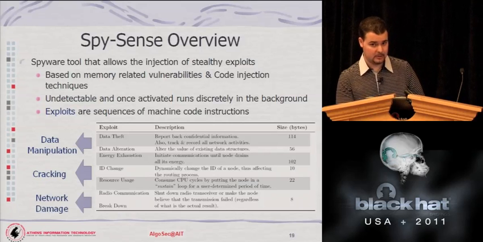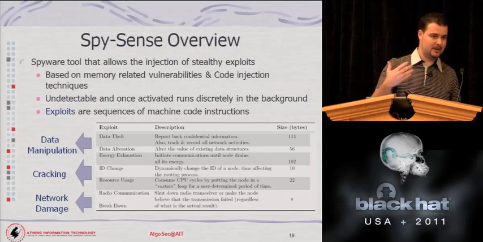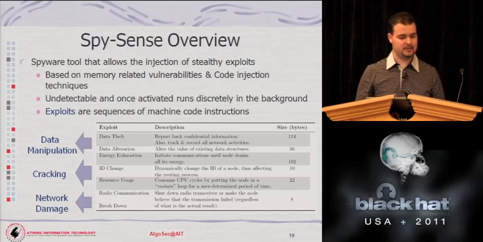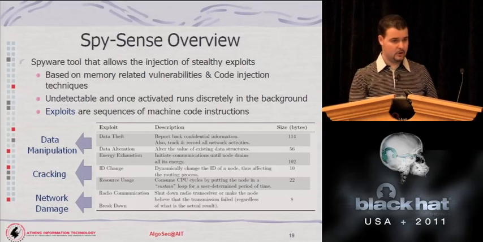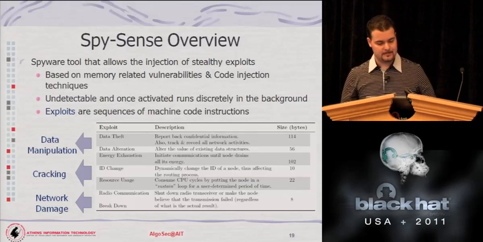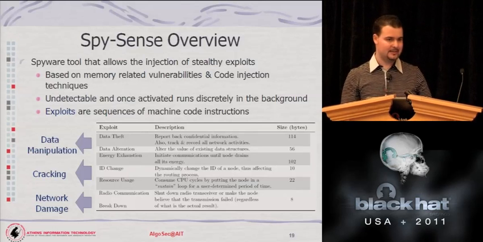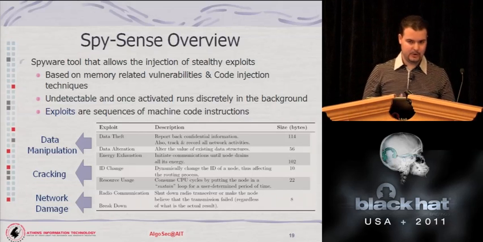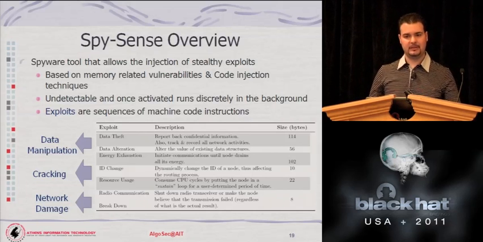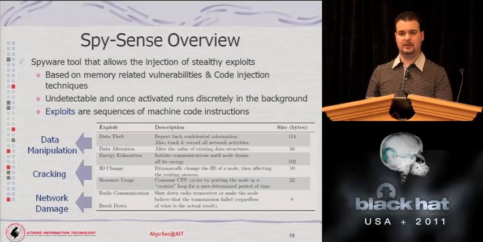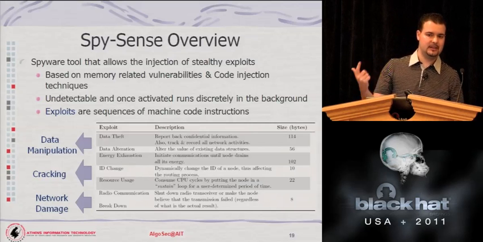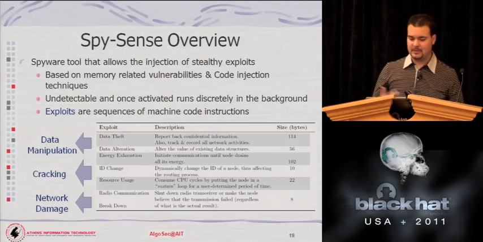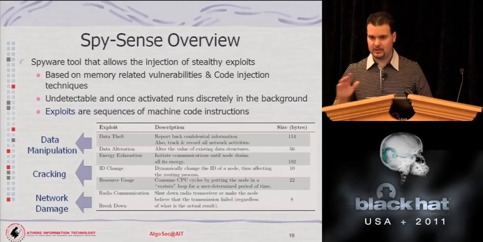Finally, we have the network damage exploits, which, when performed, will have a destructive effect on the network. We have the radio communication breakdown. What this does is it tells the node to stop transmitting, but only transmitting. It can receive, but it cannot transmit messages. It thinks that there is something wrong with the radio transceiver, so it cannot transmit.